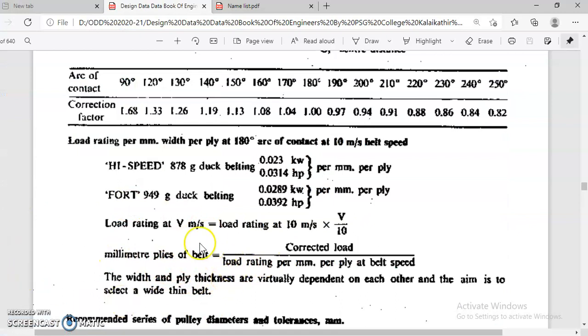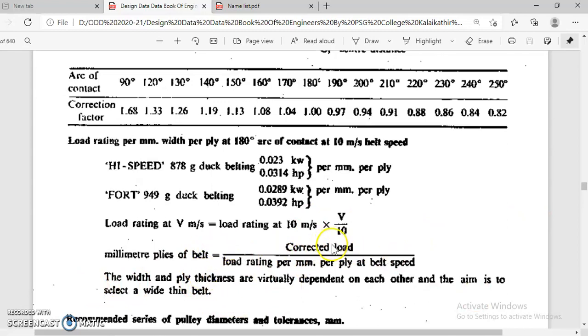This is mm plies of belt. That is, belt width equal to corrected load. Corrected load is the design power, which we have calculated as 43.45. So corrected load divided by load rating per mm ply at belt width in the number of plies. This is not the formula to calculate width of belt, but the formula is partially available in this formula.